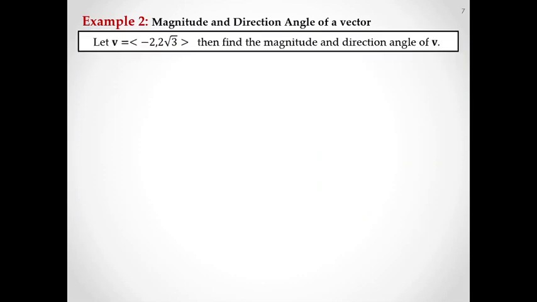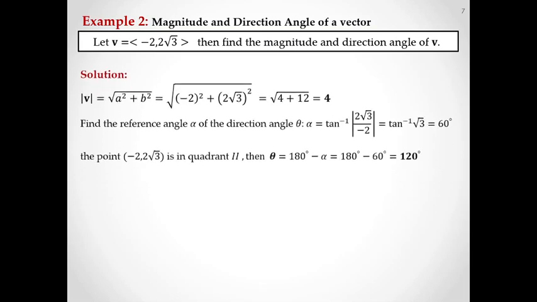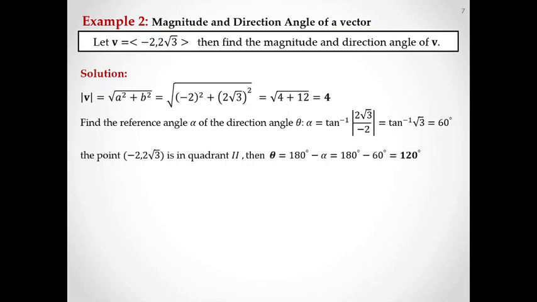Now let's find the magnitude and the direction angle of V. For the magnitude, it's very clear. Take the square of the first component, take the square of the second component, add them, and then take the square root. This will be 4, the magnitude.